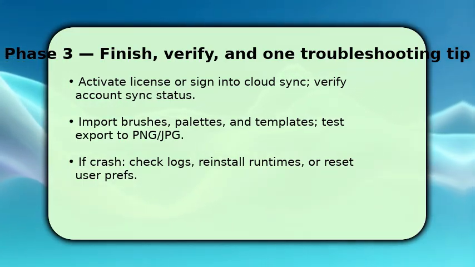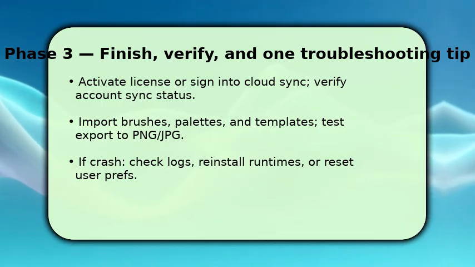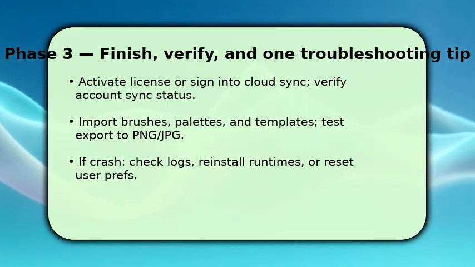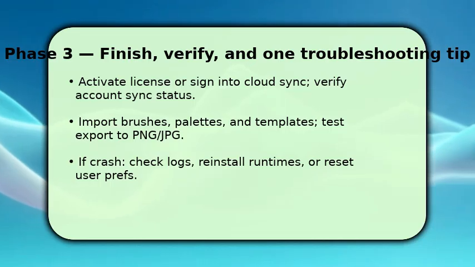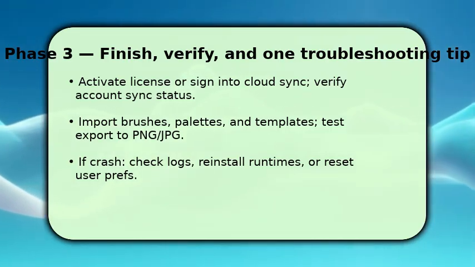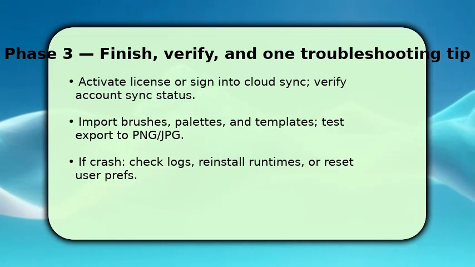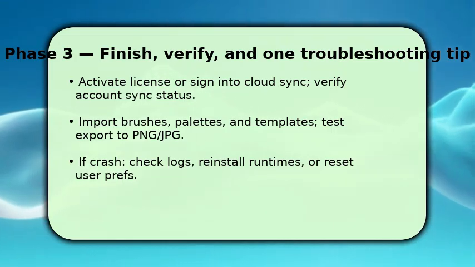Import your brushes, palettes, and templates, then export a test file to PNG or JPG to confirm the pipeline works. If something goes wrong, say Paint JR crashes or tools misbehave, first check the app logs for errors, then reinstall missing runtimes or update the graphics driver.